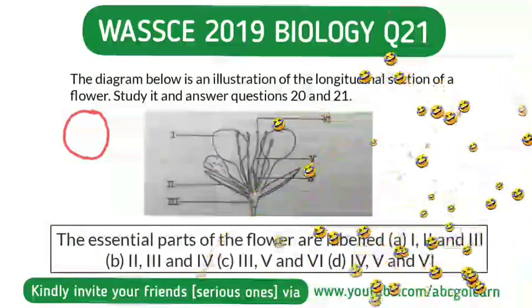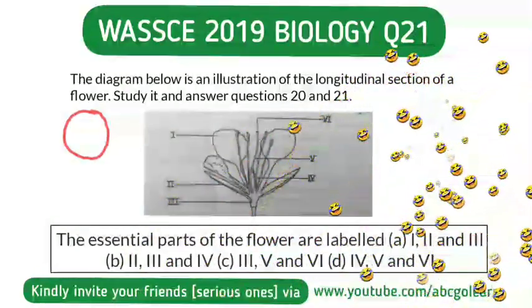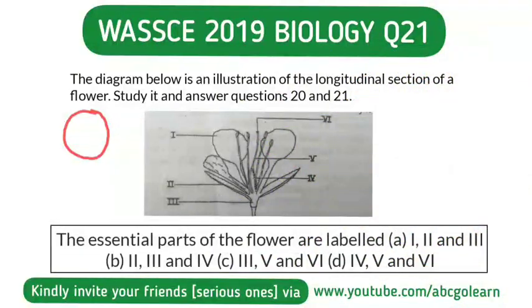I think this will be the right time for me to pick my answer and get right to the next question. So talking about these very options, we are asked the essential parts of the flower. Please note it. We are not told parts of the flower. So now let's check through the options. So talking about the very first option, that's A. We are given I, and I. So let's check through.